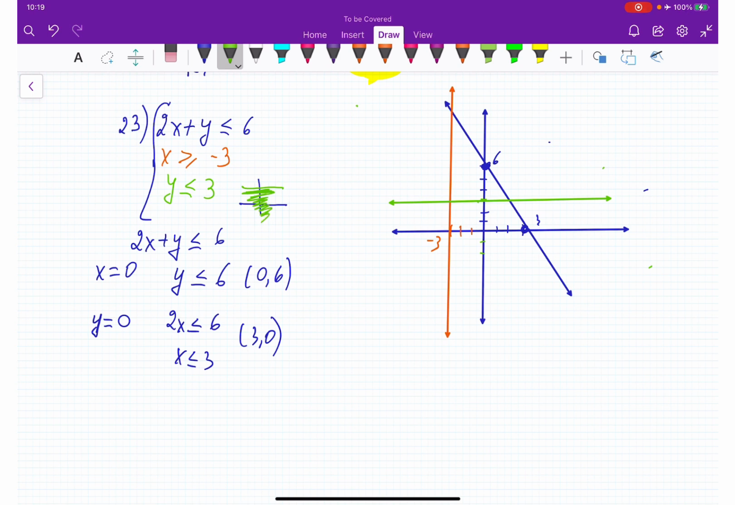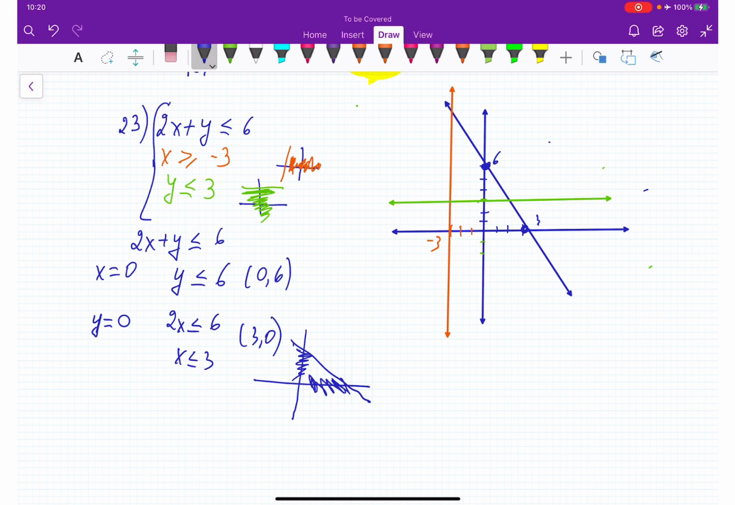Next, for x greater than or equal to negative 3, this is the graph. Greater than or equal, it's going to come this way, right? So let's look at what's happening. And for 2x plus y less than 6, the graph is going to come. So less than 6 and less than 3. Look at what is happening.